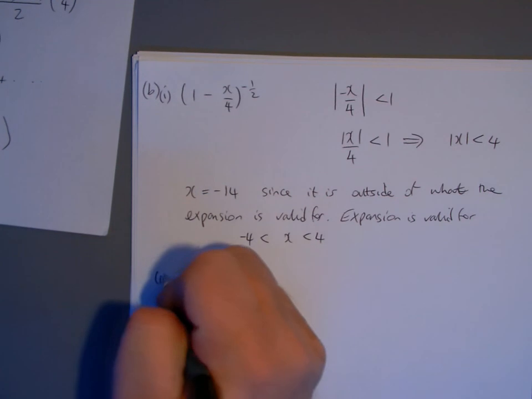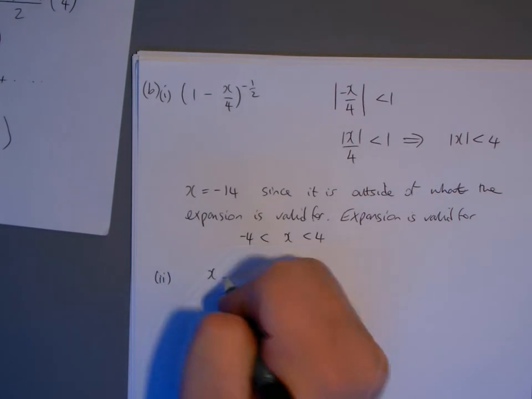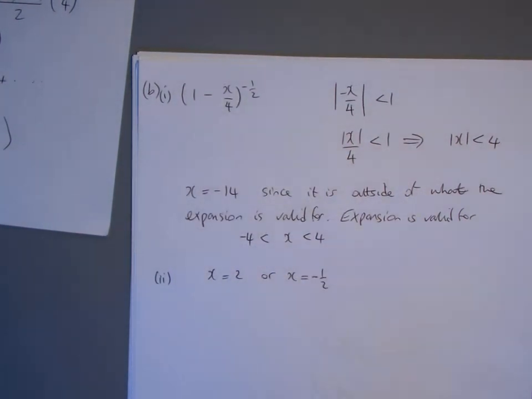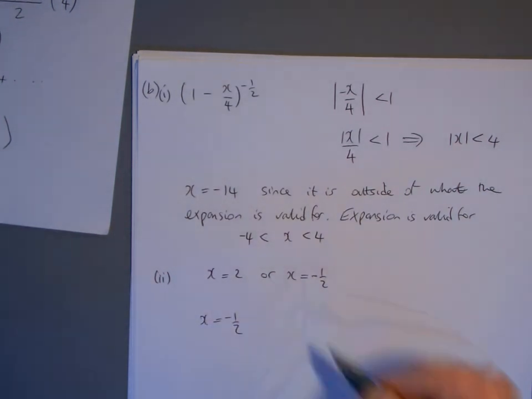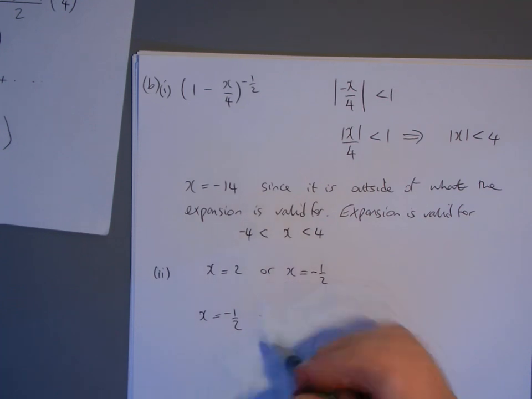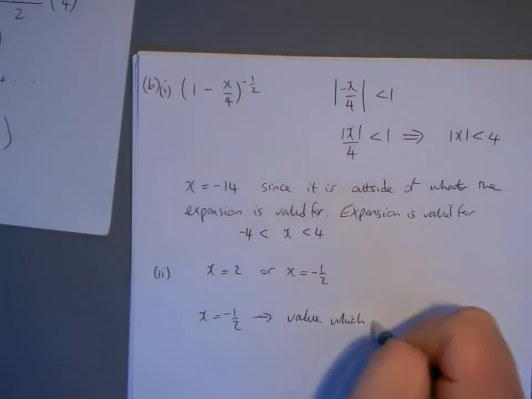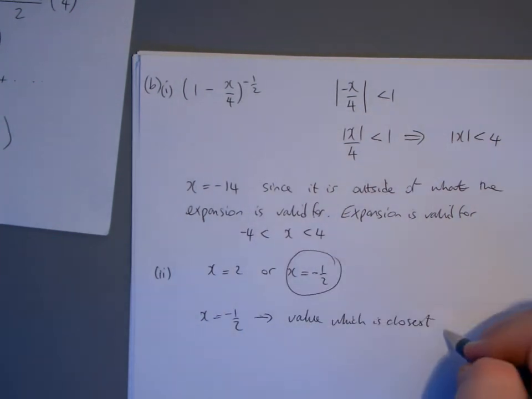In part 2 then, state giving a reason which of the 3 values of x would lead to the most accurate approximation. So we could easily use x equals 2 or x equals minus 1/2. The one that will give the most accurate is this one here, x equals minus 1/2. The reason why is because it's the smallest value, or the value which is closest to 0. This is the one here, because x equals minus 1/2 is closest to 0.